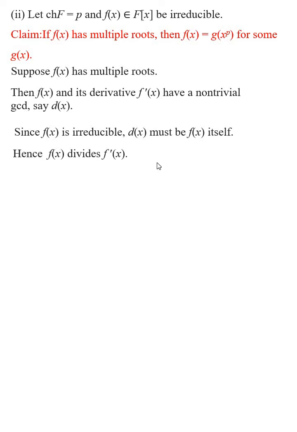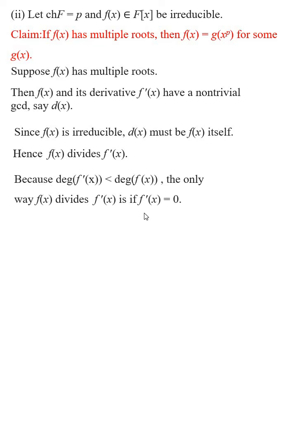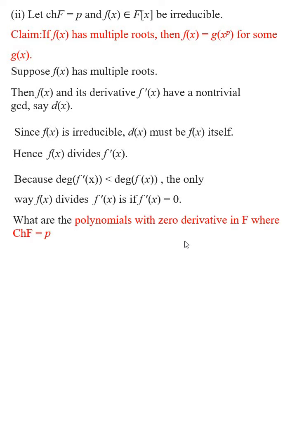So f(x) divides, because it is the GCD, it has to divide f'(x). Because the degree of the derivative is less than the degree of the original function, the only way f(x) divides f'(x) is if f'(x) is 0. So now the question is, what are the polynomials with 0 derivative in F where the characteristic of F is p?